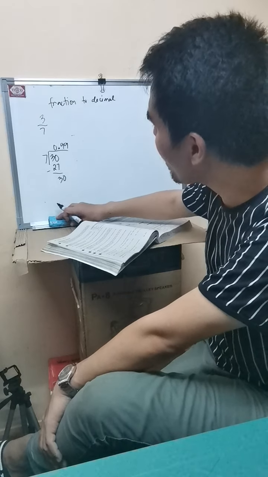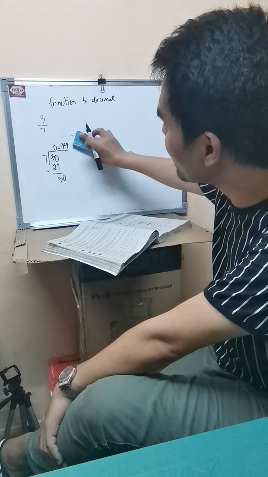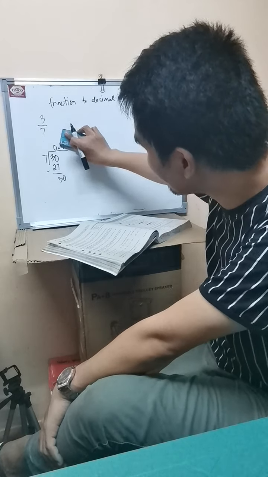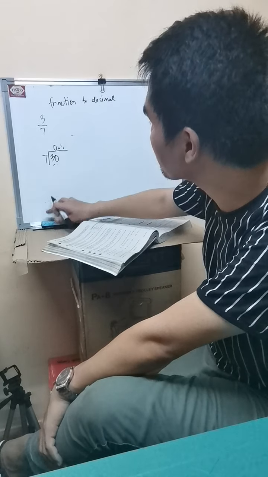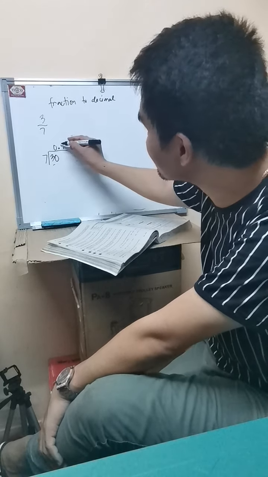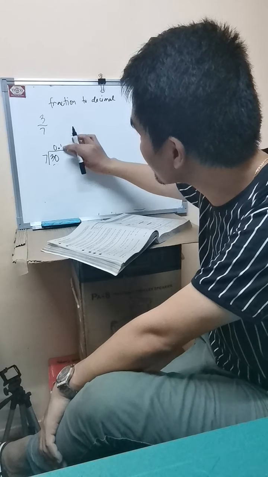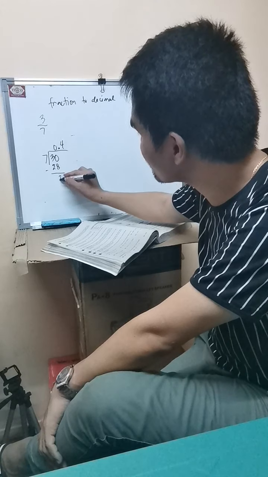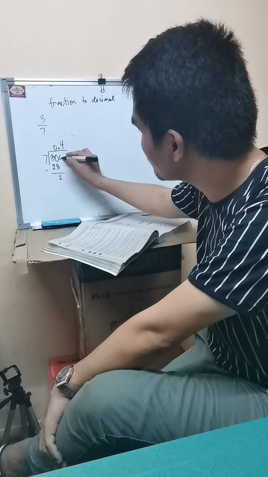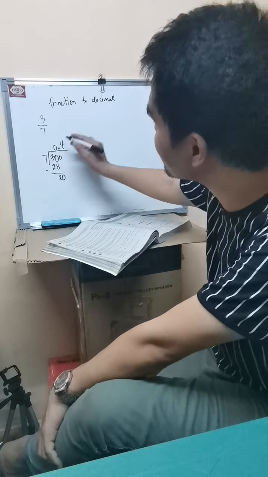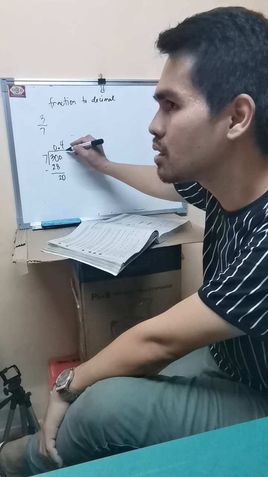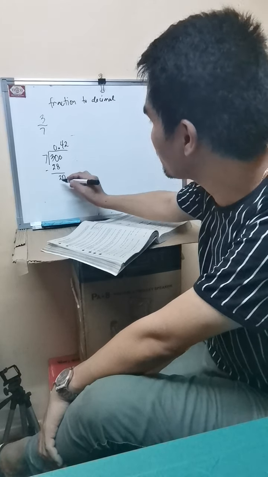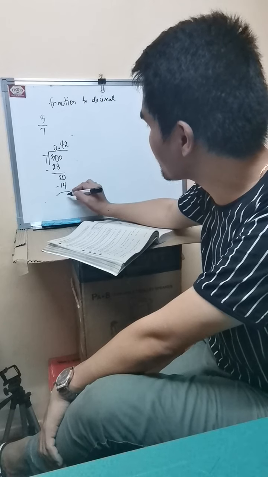Sorry, I'm thinking about 3 when 7 is our divisor. My bad. Let's do it again. 30 divided by 7 is 4, and then it's 28. The remainder is 2. Add 1 more 0, then bring it down. 20 divided by 7 is 2, then that's 14. The remainder is 6.